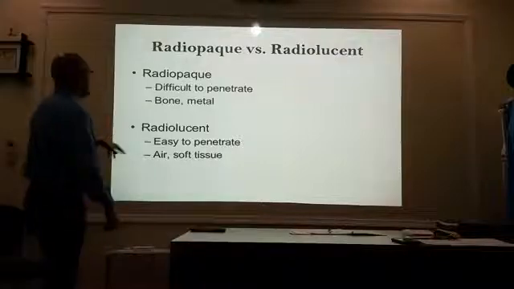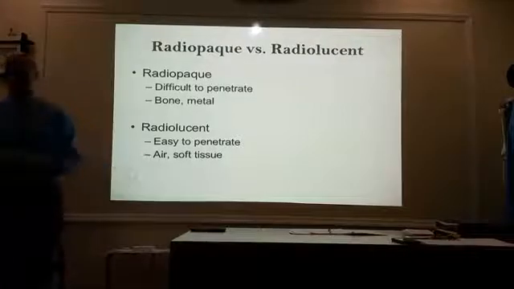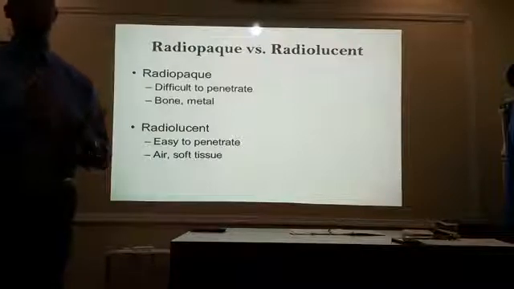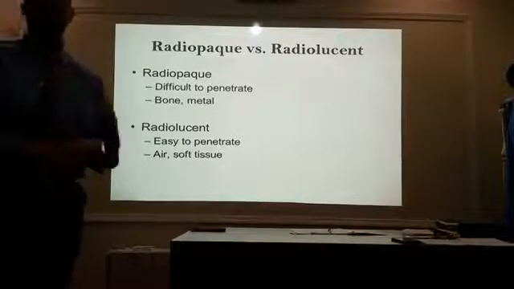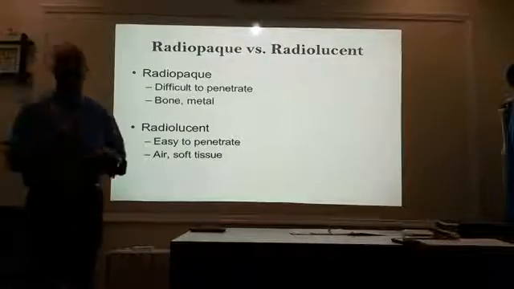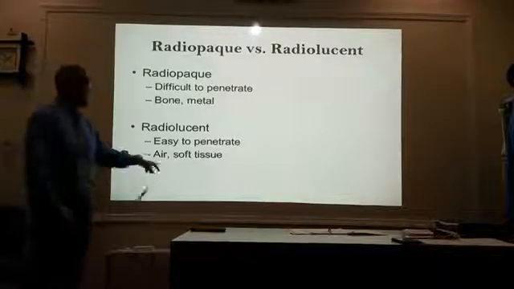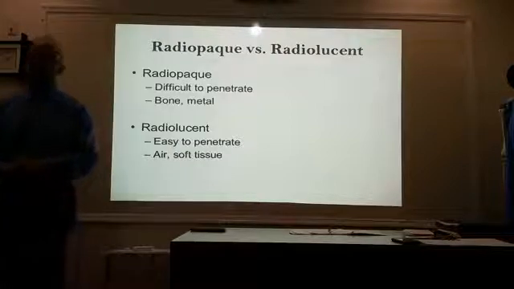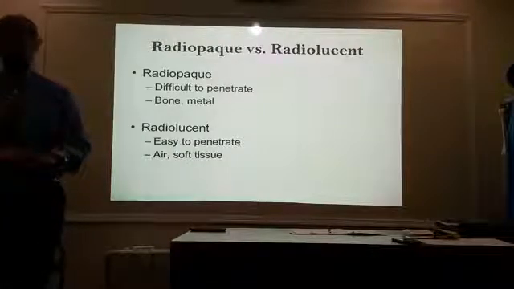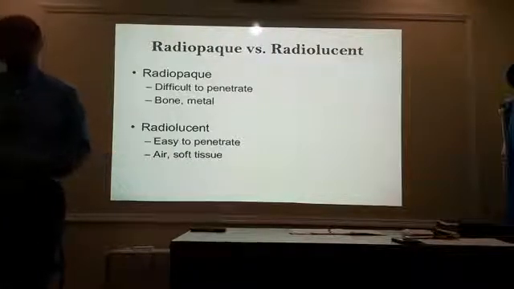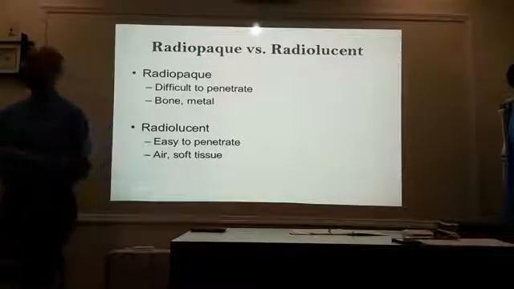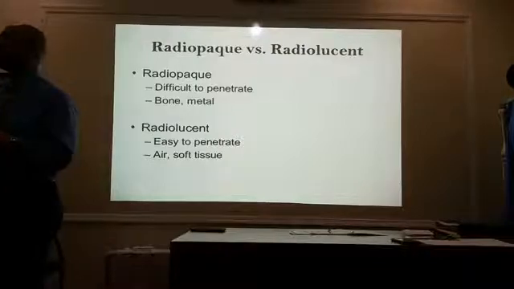Then you have radiolucent, which is easy to penetrate. So then those x-rays will be penetrating those different structures and interacting with the film. It's a lot more easily penetrable, such as air and soft tissue. And how are they going to look on your radiograph? Black or dark. Either black or different shades of gray. Is this making more sense, guys? All right. So radiopaque versus radiolucent.